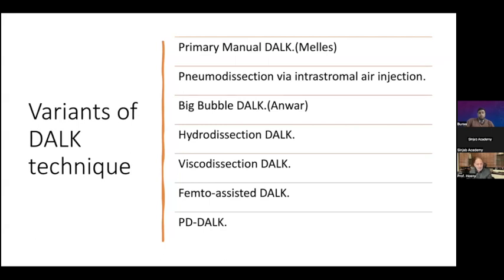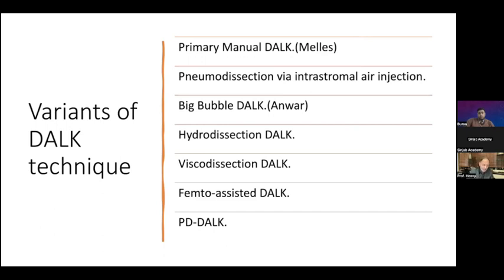So what are the variants of deep anterior lamellar keratoplasty techniques? You can do the primary manual DALK, which was first described by Gerrit Melles. This guy is a genius. He is the one who revived all the lamellar cornea transplants, and I truly admire his work and his publications.